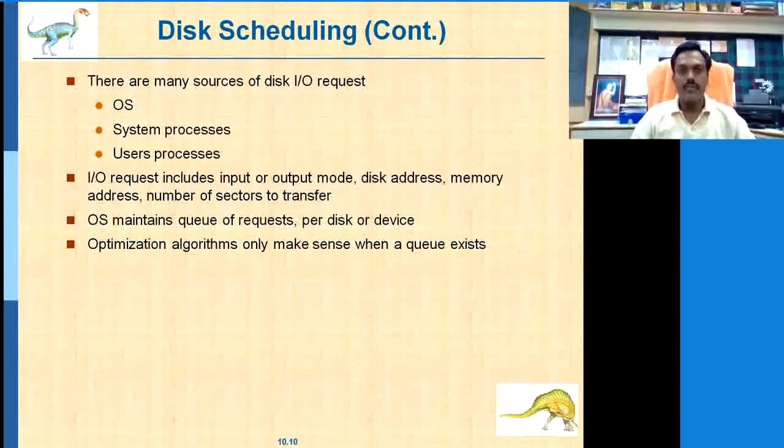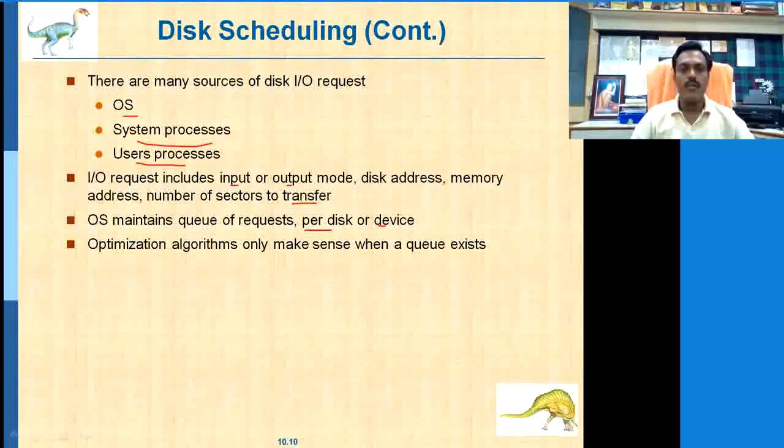There are many sources for disk input output requests. The first one is the operating system itself, second is system processes, third is user processes. Now the IO request includes input or output mode, disk address, memory address and number of sectors to transfer. The operating system maintains queues of requests per disk or device. If there are multiple requests for disk data transfer, then it maintains a queue of those requests.